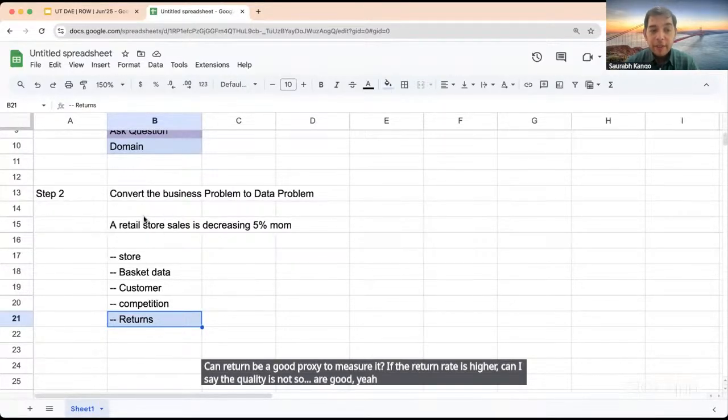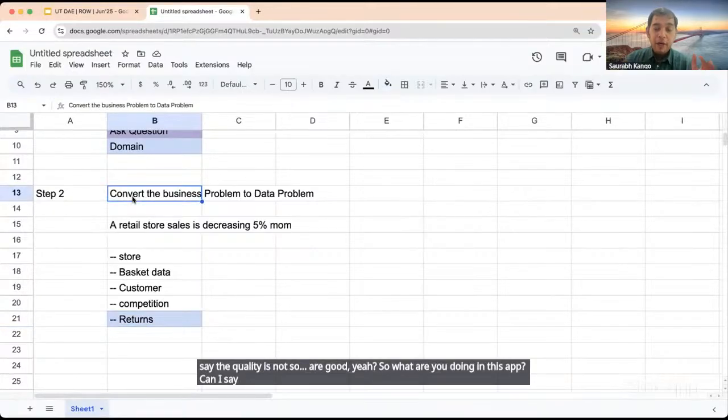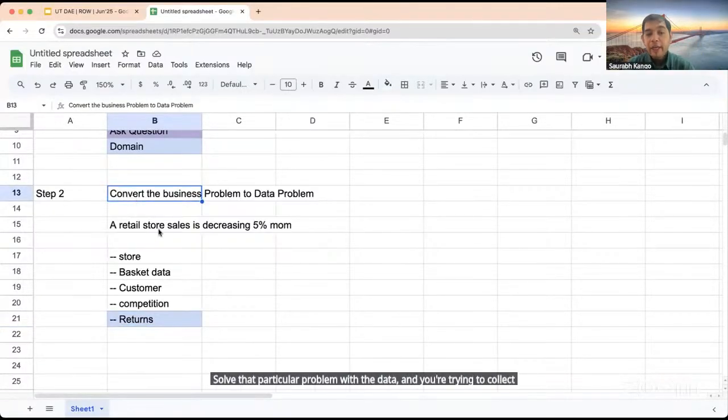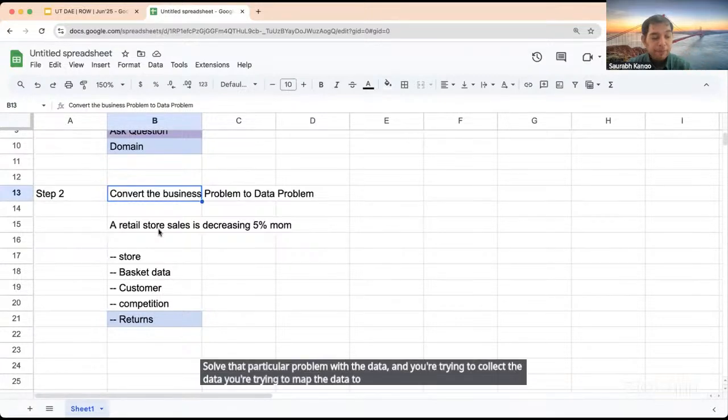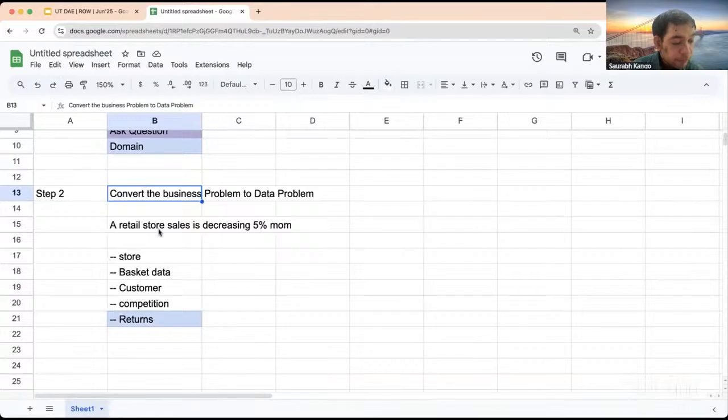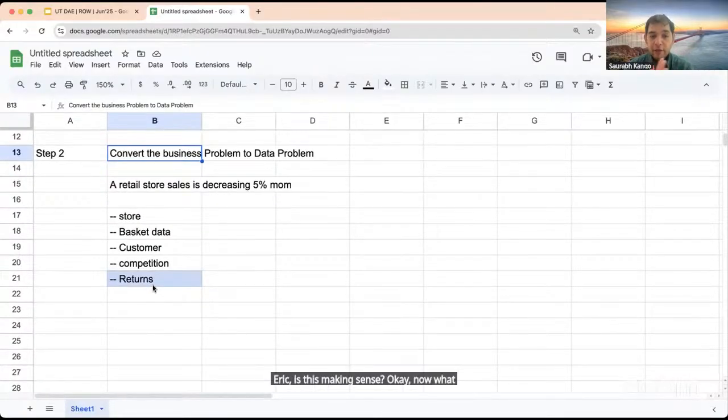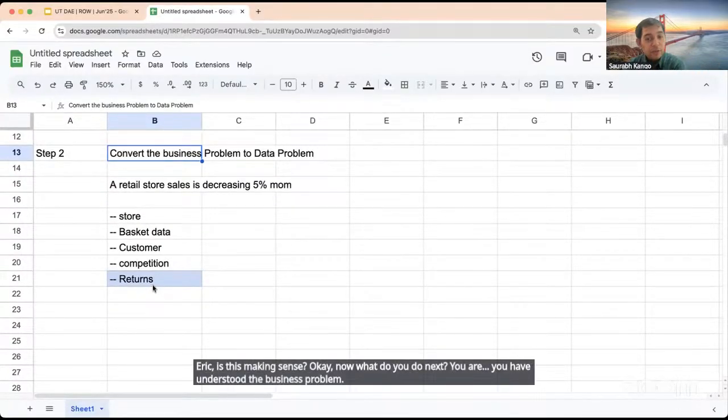Yeah. So what are you doing in this step? Can I say in this particular step, you are trying to solve that particular problem with the data, you're trying to collect the data, you're trying to map the data to the problem. Correct? Is this making sense? Okay, now what do you do next? You have understood the business problem, you have understood what data you need to use for solving that particular problem.